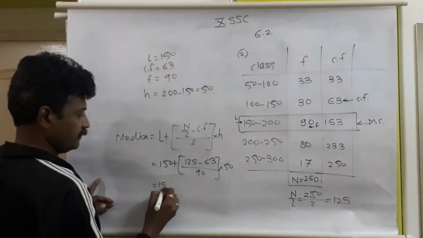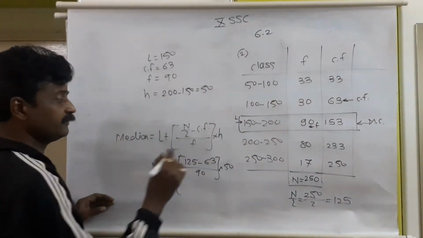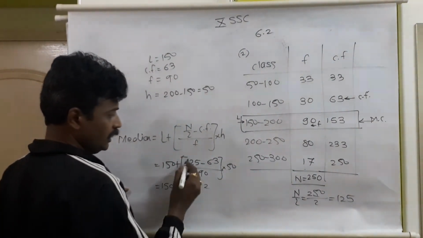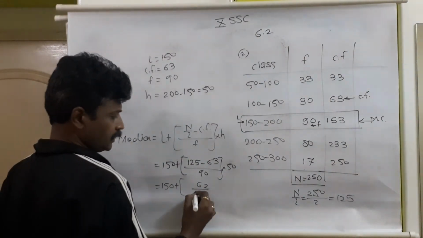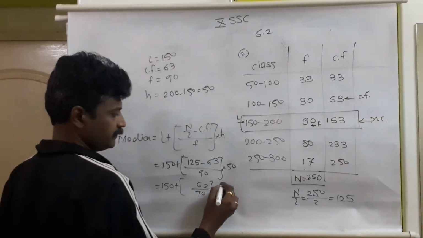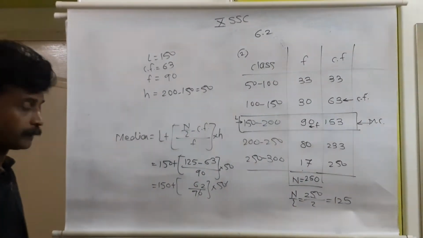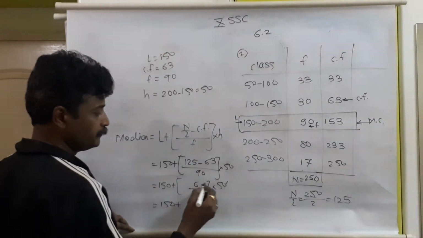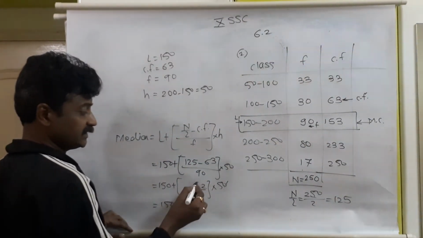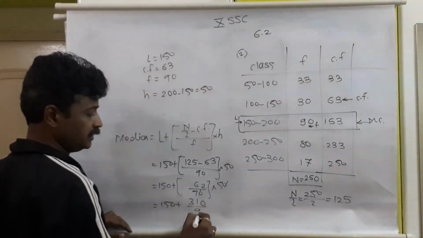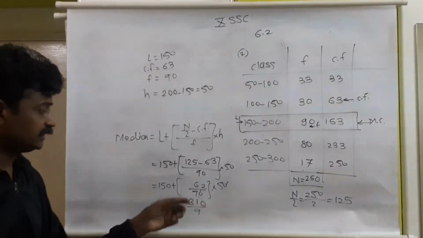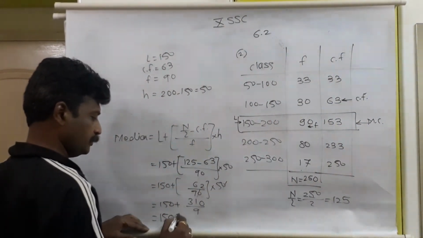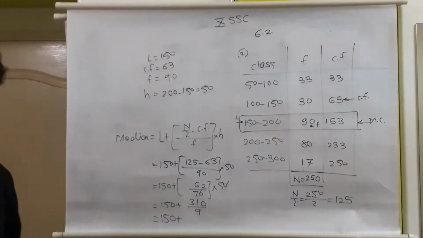So equal to 150 plus 125 minus 63, the difference is 62, upon 90 into 50. So 0 can be cancelled here. Now for the remaining terms, 150 as it is, plus 62 into 5. 5 2s are 10, carry 1, 5 6s are 30, plus 1, 31 upon 9. So first we'll simplify this, and that will be added to 150. So can be equal to 150 plus 310 divided by 9.